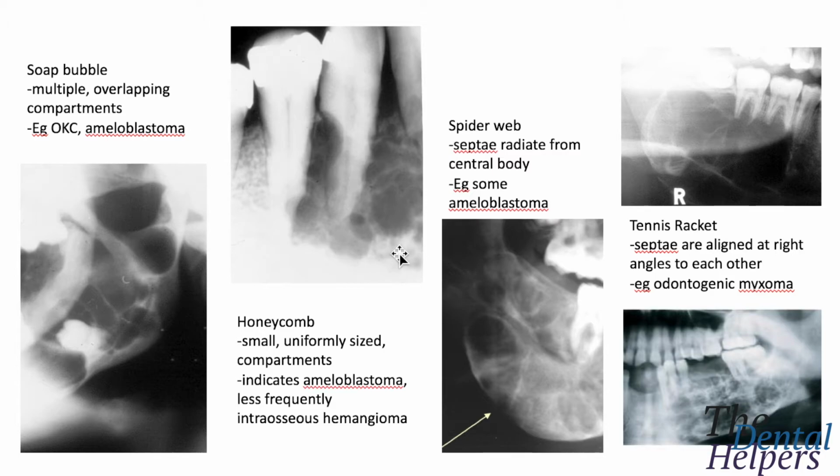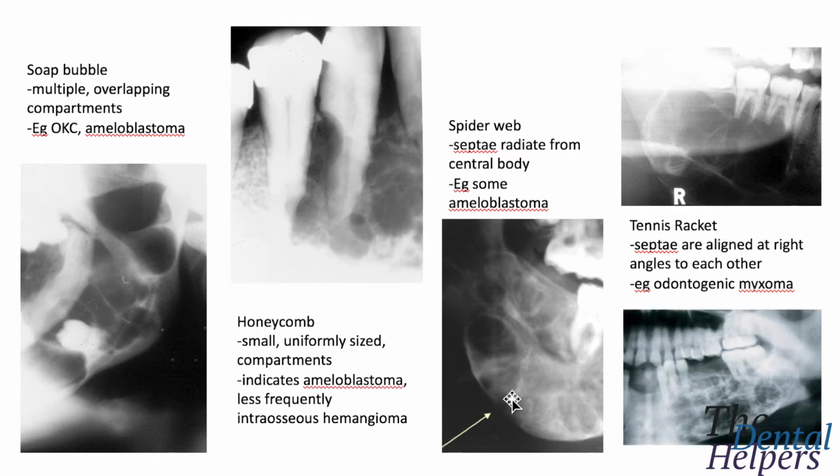Now, if we look at the honeycomb, if we look in this area right here, we see that each of these circles are about the same size. It's very uniform throughout. And this is typically going to also indicate an ameloblastoma. Less frequently, it's an intraosseous hemangioma.